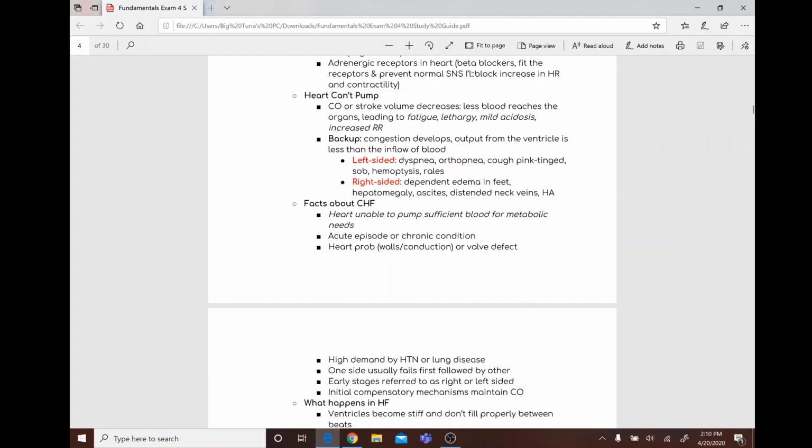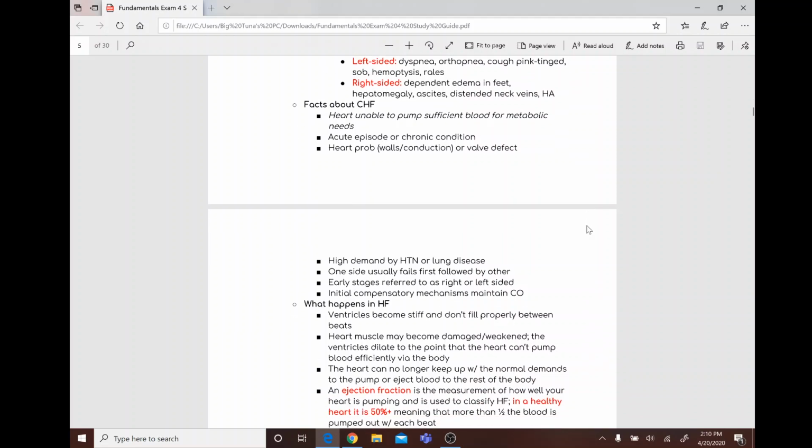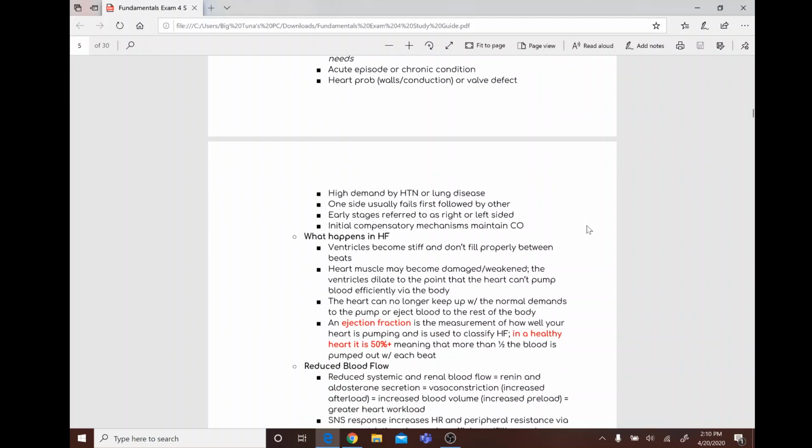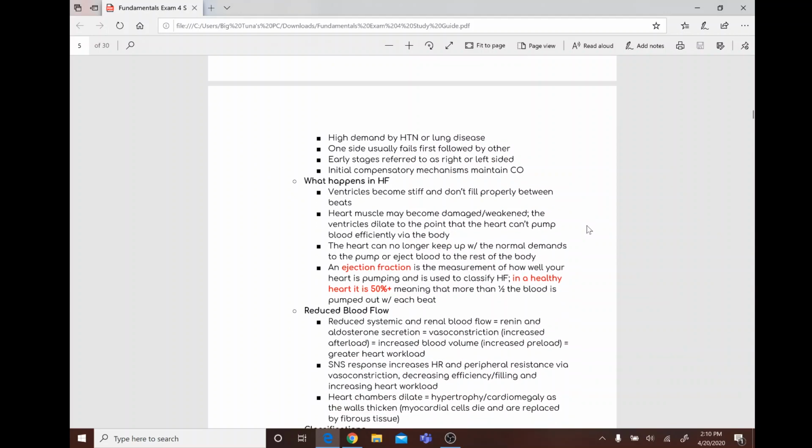Some facts about CHF: heart unable to pump sufficient blood for metabolic needs. It's an acute episode or chronic condition. Heart problems like wall, conduction, or valve deficit. Higher demand by hypertension or lung disease. One side usually fails first, followed by the other. Early stage is referred to as right or left-sided.